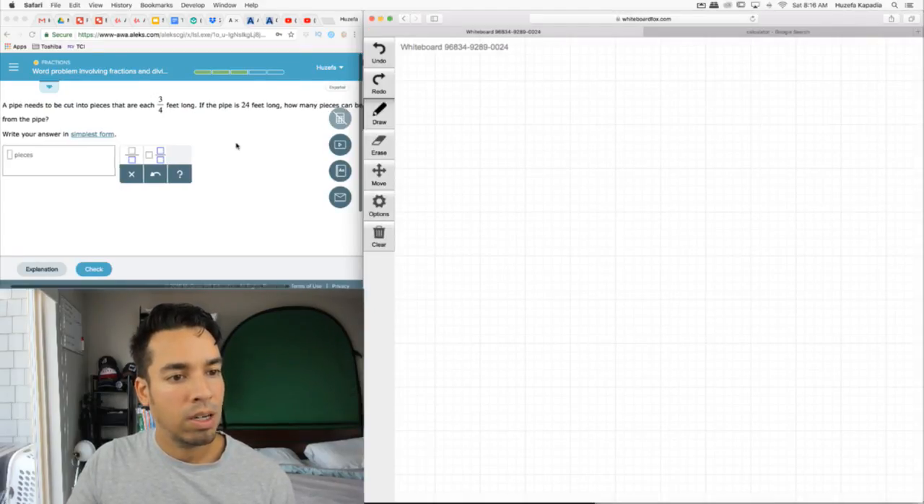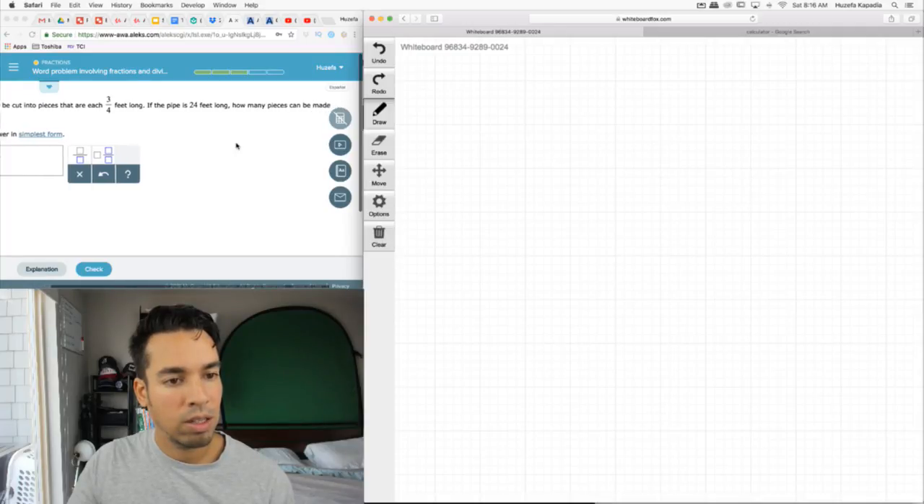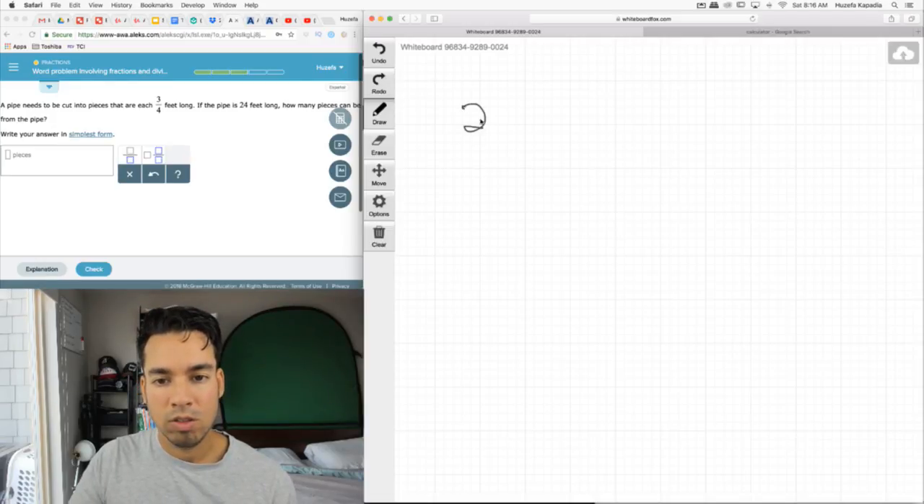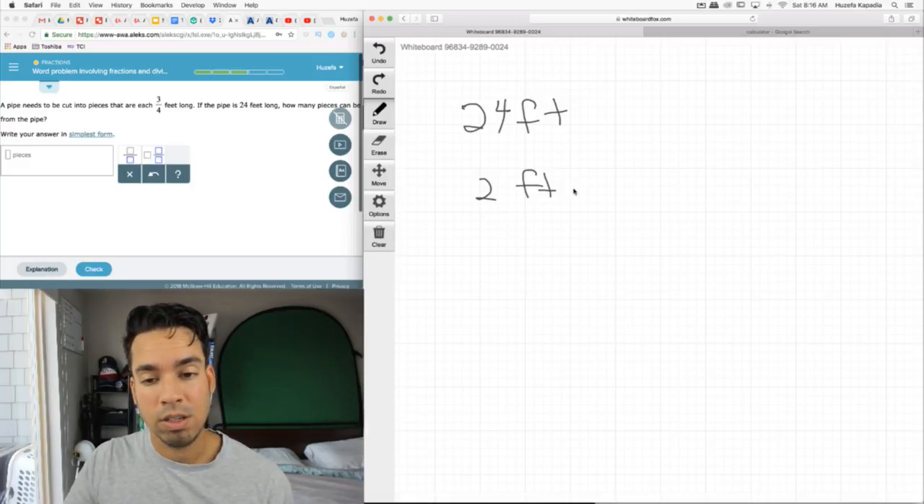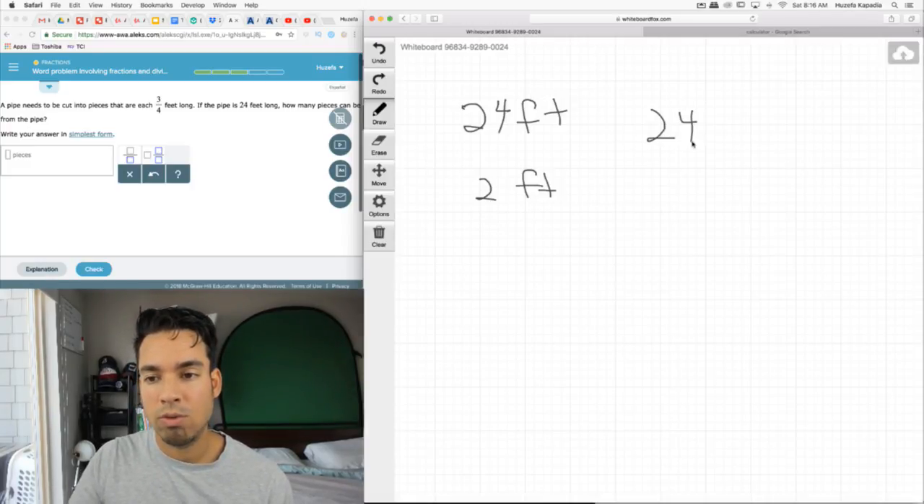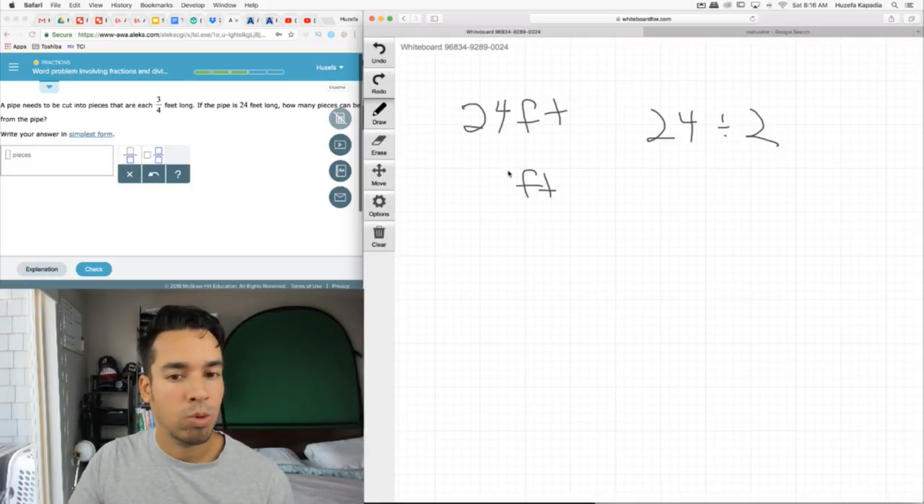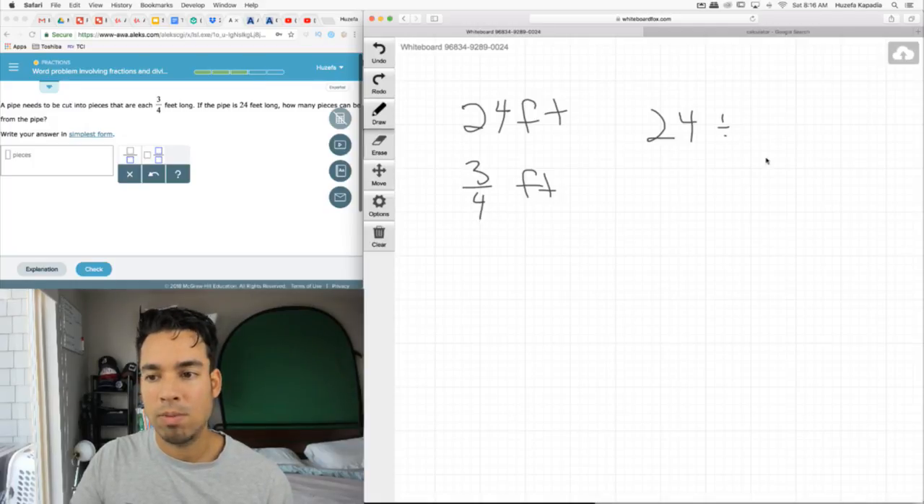Last one. A pipe needs to be cut into pieces that are 3/4 feet long. If the pipe is 24 feet long, how many pieces can be made from the pipe? So if it were 24 feet and we needed to cut into pieces that were each 2 feet long, I think we would see right away we're dividing it up into pieces that are 2 feet long, so it would be 24 divided by 2. But now let's change this number, and it's 24 split up into 3/4 feet. So the same logic applies.